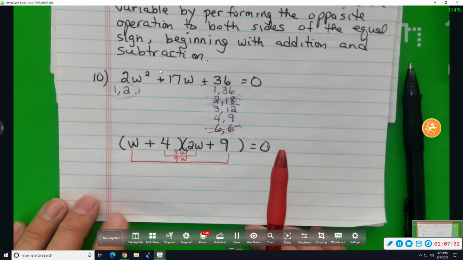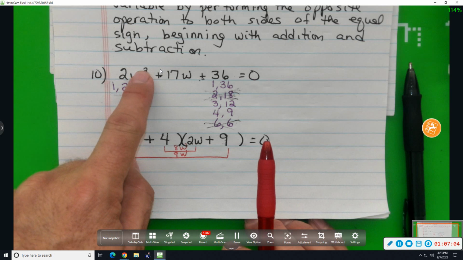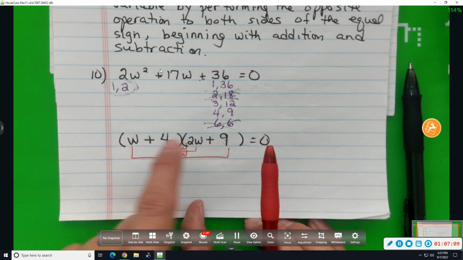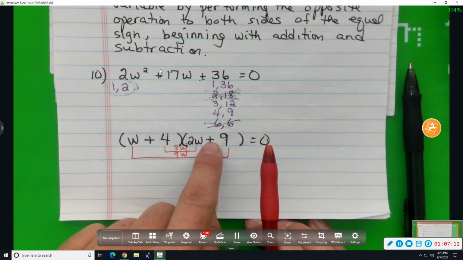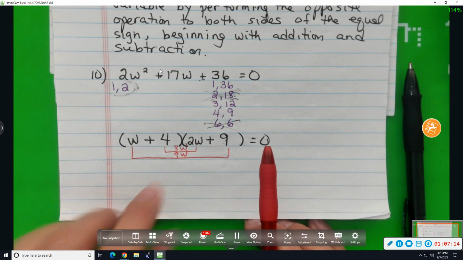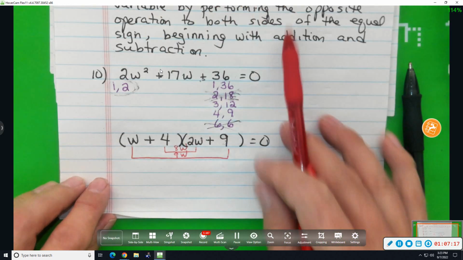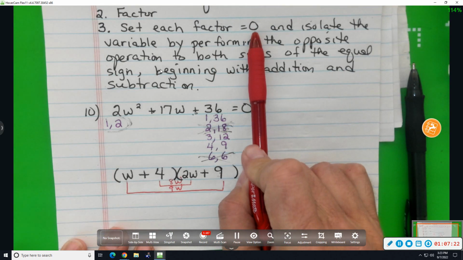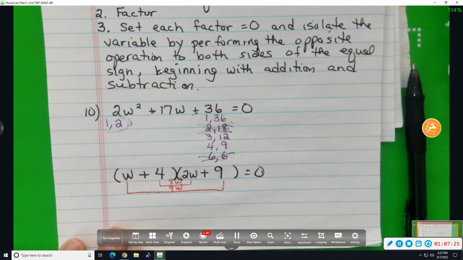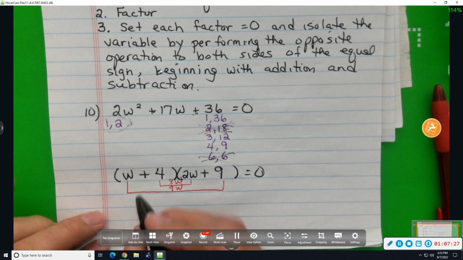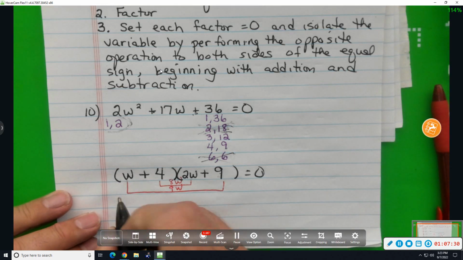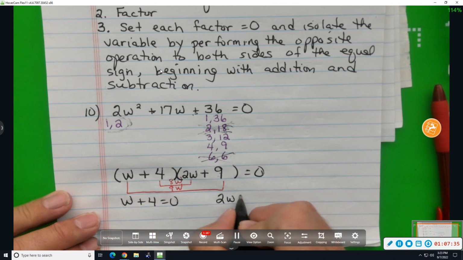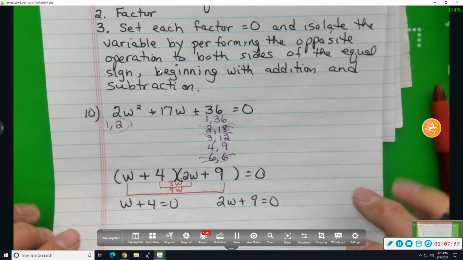So what we've done is we've started off with a quadratic equation. We've now factored it so there's no exponent in either set of parentheses. These are called linear equations. Set each factor equal to 0 and isolate the W. I'm going to set the W plus 4 equal to 0. And then I'm going to set the 2W plus 9 equal to 0.